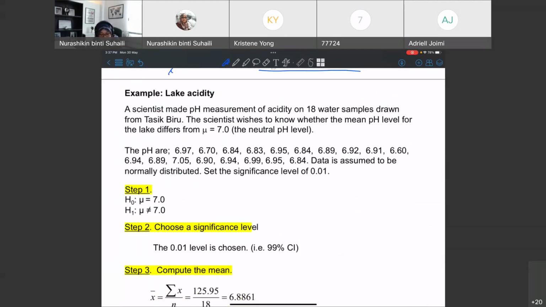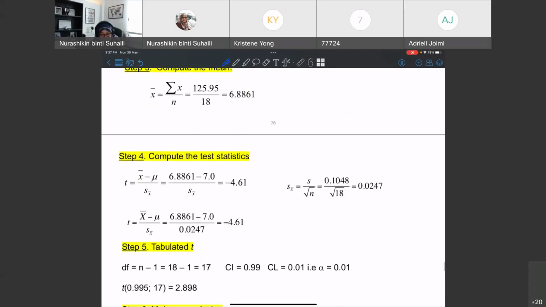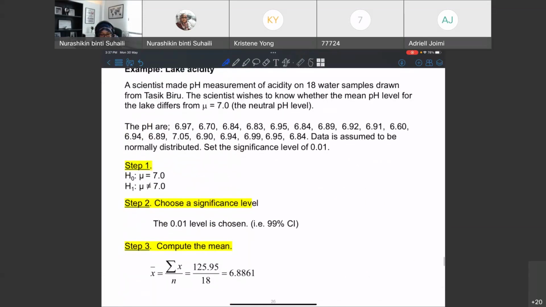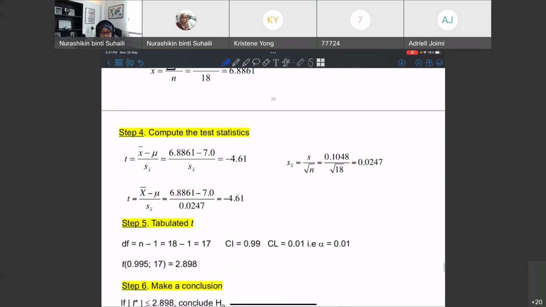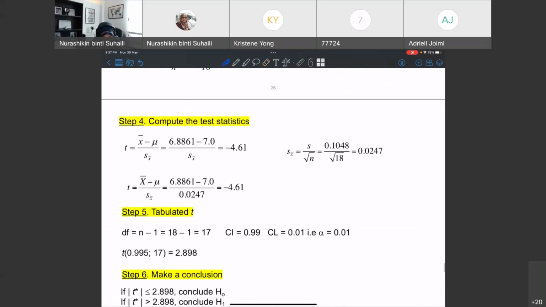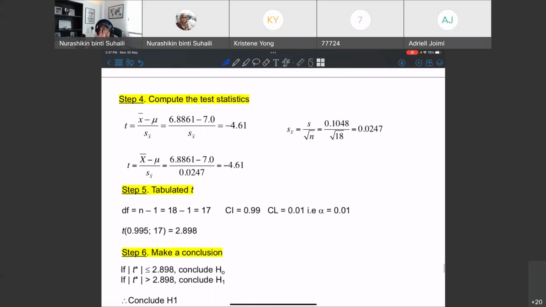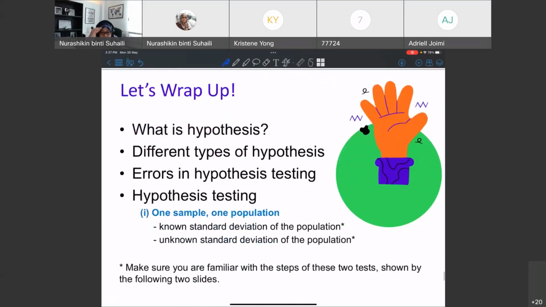It's the same thing, but this one I think is a T, because the standard deviation is not known. You can see how it looks, it's actually not that difficult. The difference is only in the computation of the statistical values, the T on the side. So that's what today's lecture is all about.